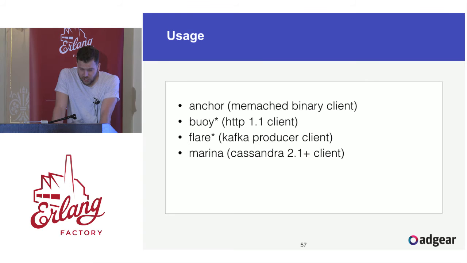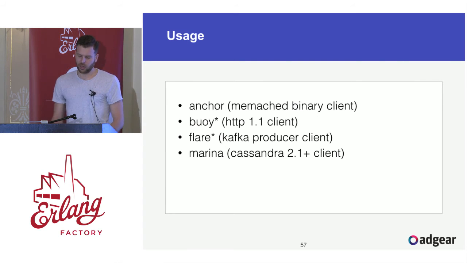And then usage. Currently, there's 2 clients that are open source and fully functional, used in production at Adgear. So there's Anchor, which is a Memcached client, and there's Marina, which is a Cassandra 2.1 client. And I'm working on 2 other clients that are also going to be open source: Boy, which is a HTTP 1.1 client, and Flare, which is a Kafka producer client.